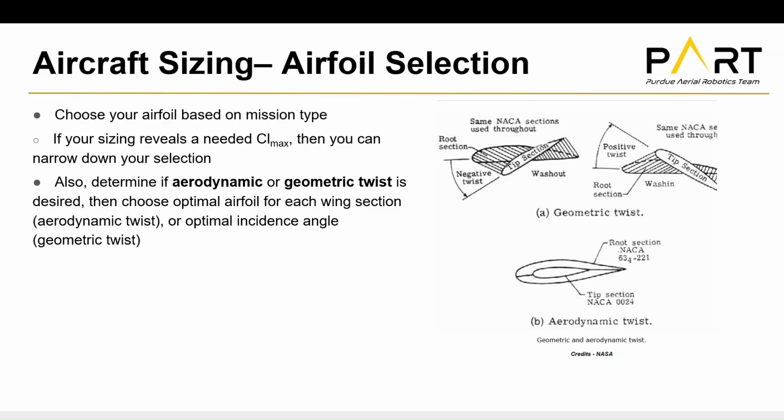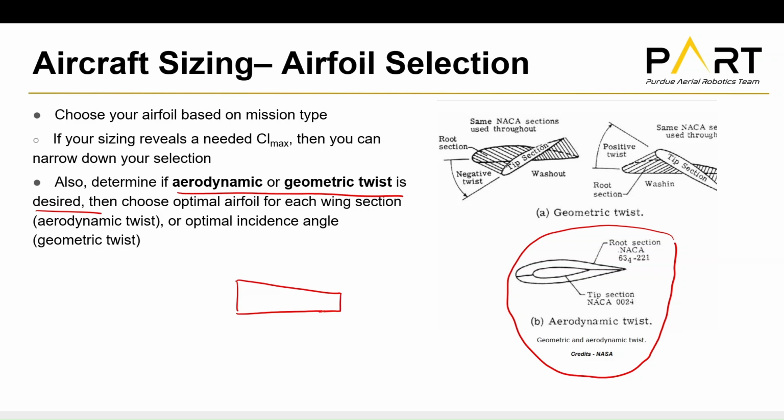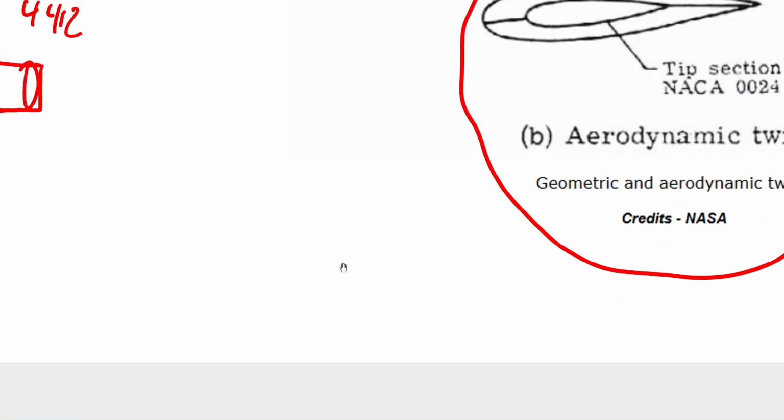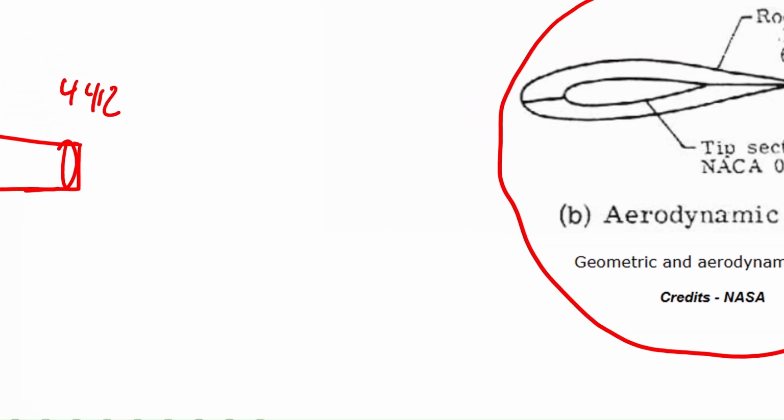So then you can determine if aerodynamic or geometric twist is desired. Aerodynamic twist, we see here, is simply changing your airfoil along the span of the wing. So if we have a top-down view of a wing here, and this is your fuselage, and this is your wing, you might start with a NACA 6415 here, and then end with a 4412, for example. In this example, those are two random airfoils. I can't think of a reason why you might want to do that. Maybe you would want to choose a, oh no, it zoomed in again.